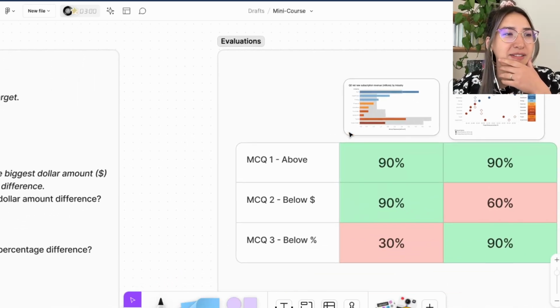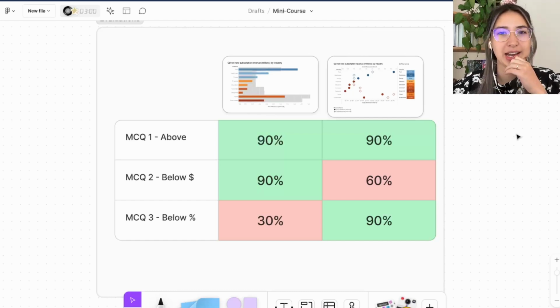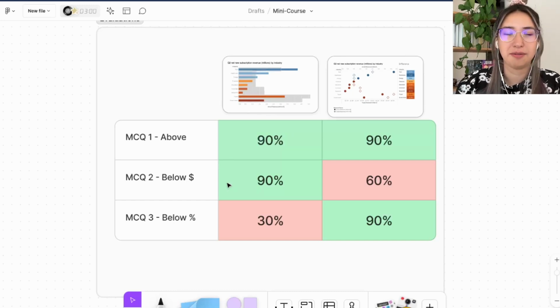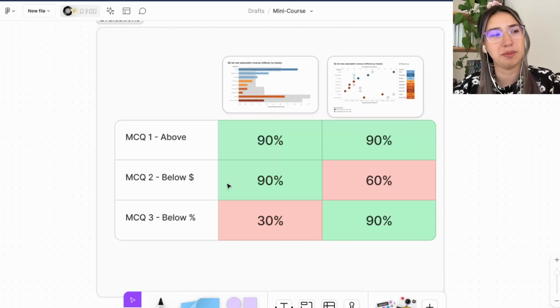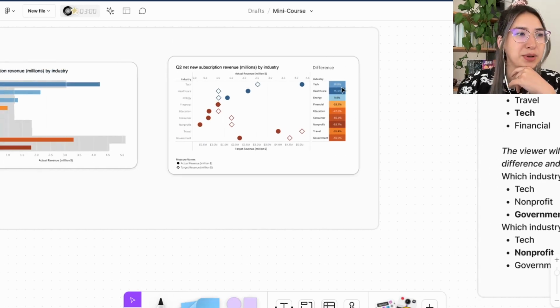We see a little bit of a difference in the second learning objective, which is multiple choice questions 2 and 3. And what these hypothetical data sort of indicate is that this first design is better for understanding the dollar amount of how much industries are underperforming by. And this second design is better for the percentage, because if you remember, we've actually encoded percentage here on this side.